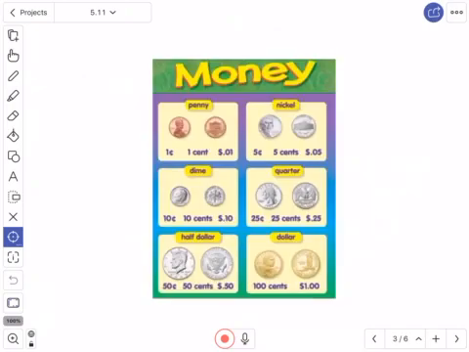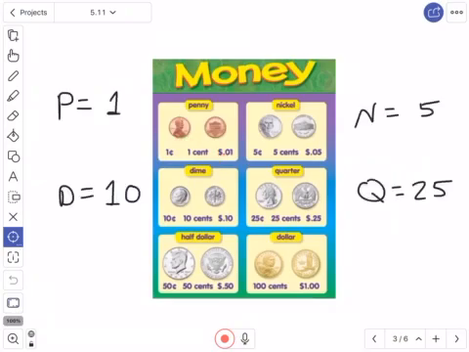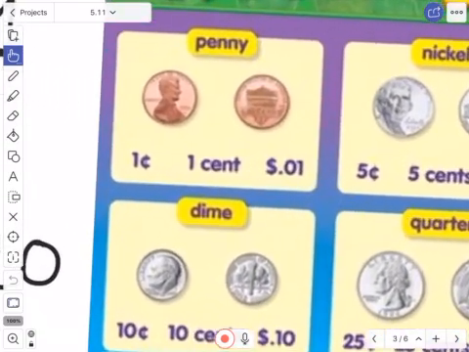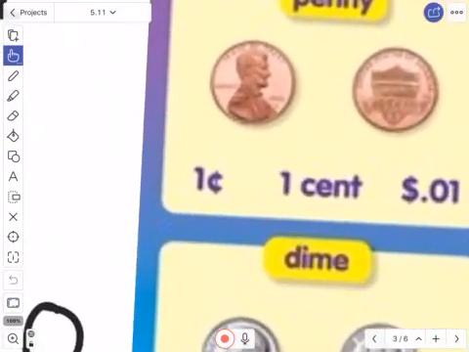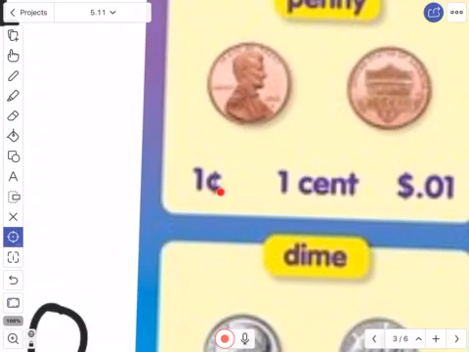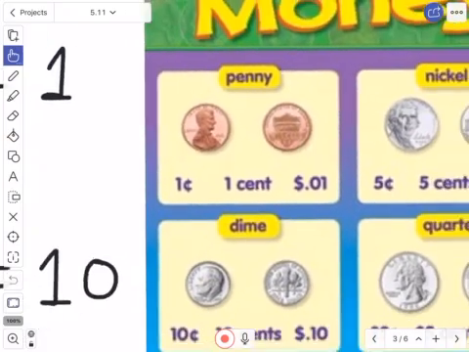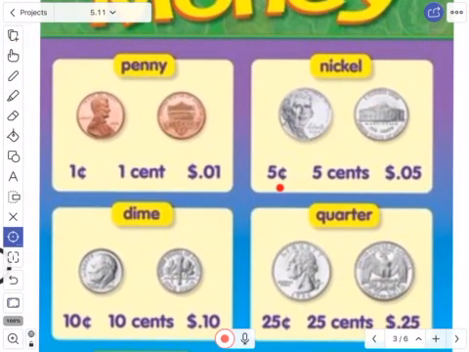Before we get into it, just reviewing some stuff about money. So right here, looking at this picture, that's a penny. There are 3 different ways to write how much a penny is worth. It can be 1 cent with the cent sign, you can write it with 1 cent as a word, or you can write it like this, $0 and 1 cent. A nickel looks like this. A nickel's worth 5 cents. You can write the 5 with the cent sign, you can write 5 cents, or you can write it $0 and 5 cents.